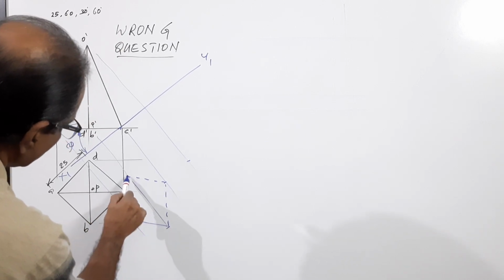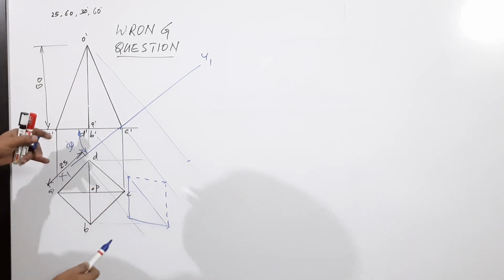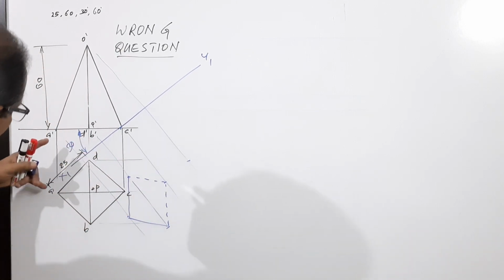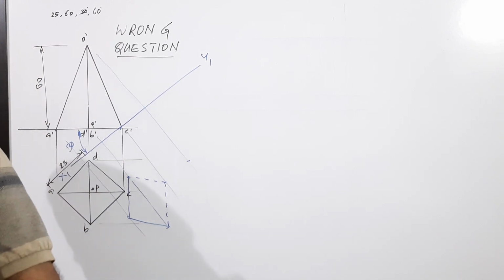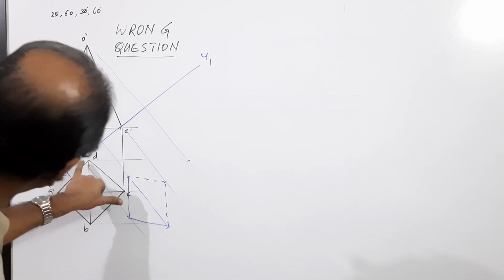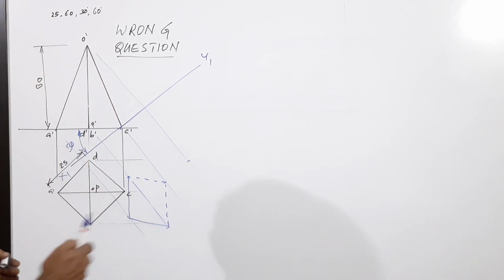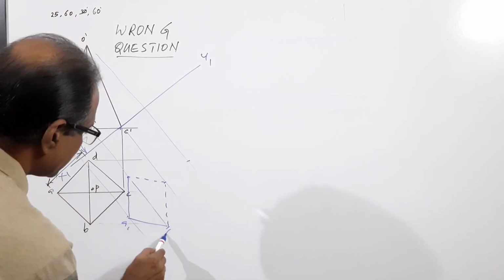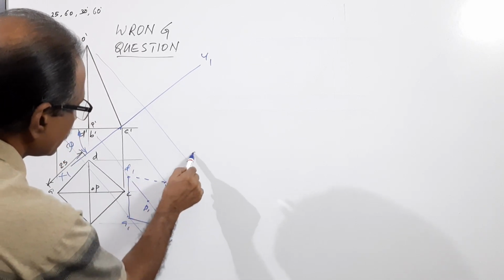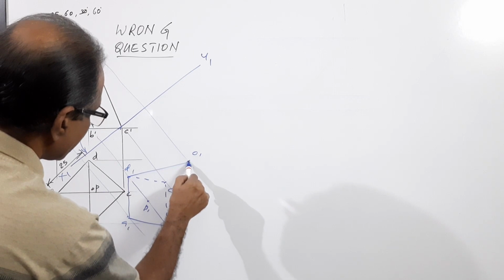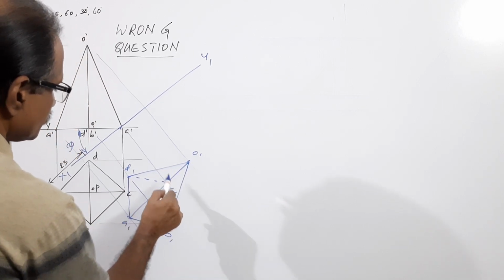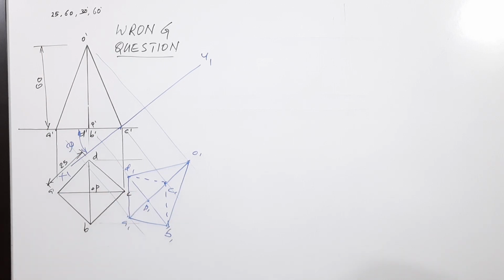You know the procedure. How do you draw a new plan? Take the distance of the previous plan from XY and mark on the respective projector. A is this much away from XY. So take the distance, mark the same distance from X1, Y1. Similarly. Okay. So this is A1, B1, C1, D1, P1, O1. Connect them. This is the new plan.